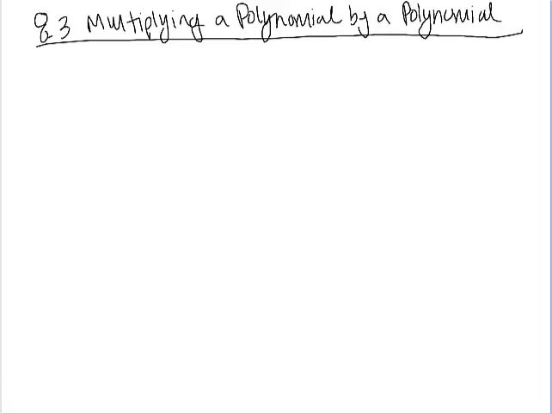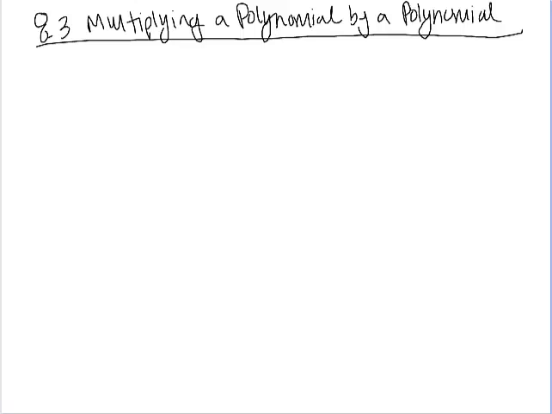Okay. So, yesterday we multiplied two binomials together. So it was the two terms by the two terms. Today we're going to multiply something that has two terms with something that has three terms. So we're going to do a binomial times a trinomial.